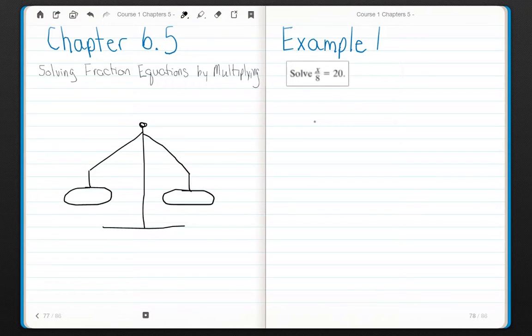Chapter 6.5, Solving Fraction Equations by Multiplying. So we don't have any vocabulary in this lesson, but I want you to keep in mind a scale when you are solving problems. The reason I want you to think of a scale is that the fulcrum, the middle, is like your equal sign.